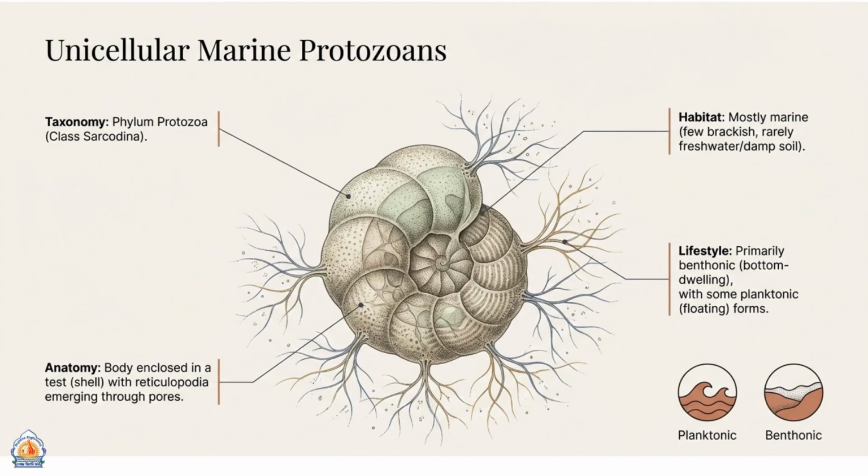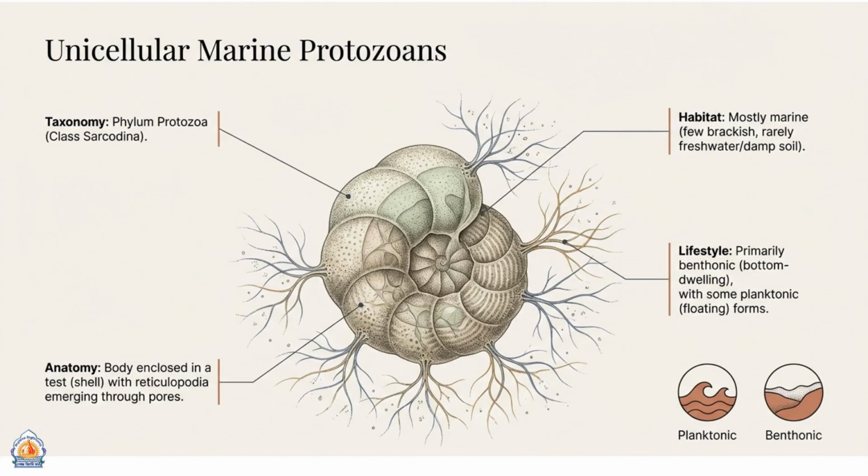So Foraminifera belongs to a phylum called Protozoa and class Sarcodina. Most of them are marine organisms, although few species can live in brackish environment, and rare forms also occur in freshwater or damp soils. There are two categories of Foraminifera. They occur in two different ecological types. Some forms occur as benthic forms, which live on or within the seafloor sediments, and the second form are planktonic. That means they float freely in ocean water.